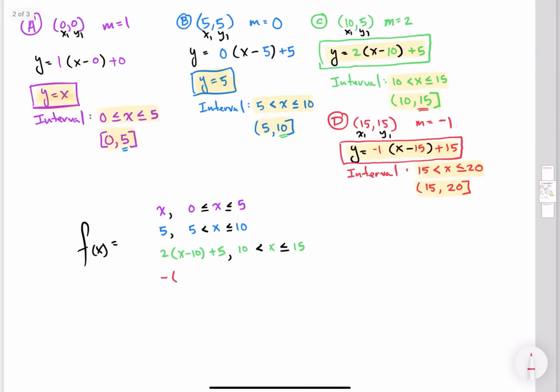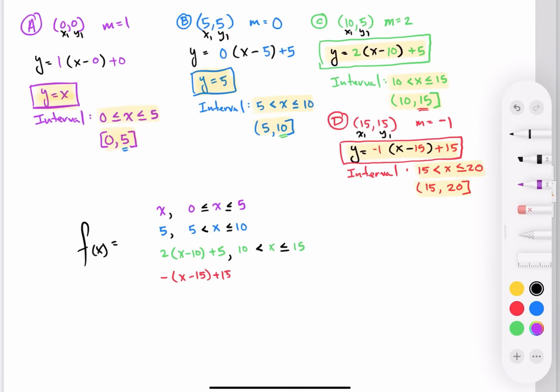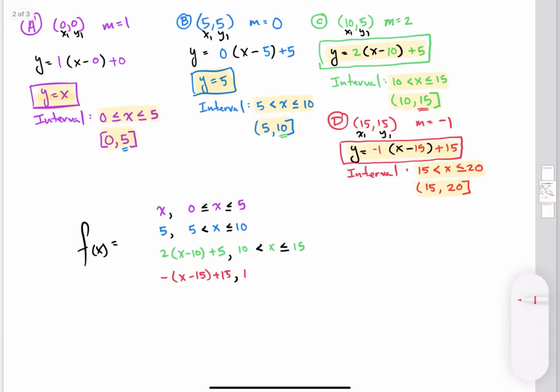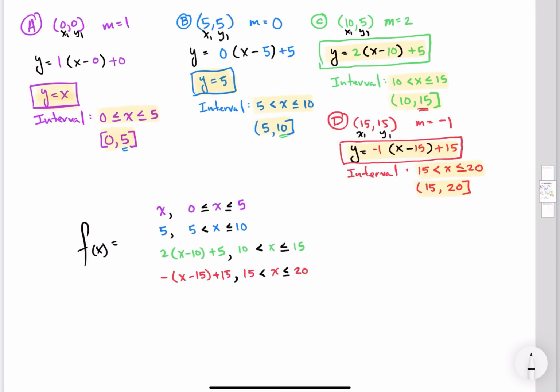Now you don't have to write the 1. Remember, we can ignore the 1. So negative, and then x minus 15 plus 15. That's the actual equation. If you do write that 1 for that -1, that's fine. And then that's along the intervals of 15 to 20. So x is between 15 and 20. And since we included the 15 in the previous interval, we're not going to include it in this one.